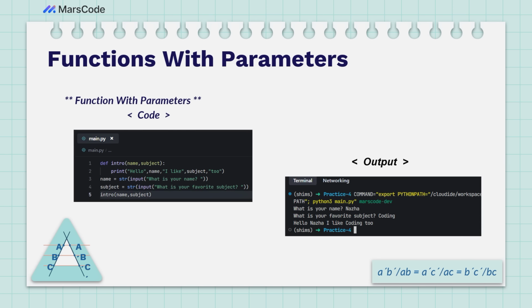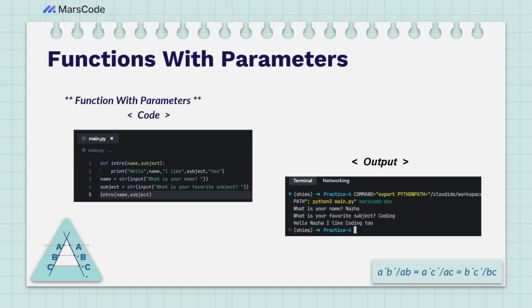Now, what are functions with parameters? Slightly different. It's just the same structure. You notice that the function with parameters is basically defining, again, we have this keyword def, and we're putting the name of the function. And the function name is intro, and we're passing two parameters inside. We're passing name and we're passing subject. Now, inside the function, you notice that this time we're not asking them for the name like we did with the function without parameters, sorry.